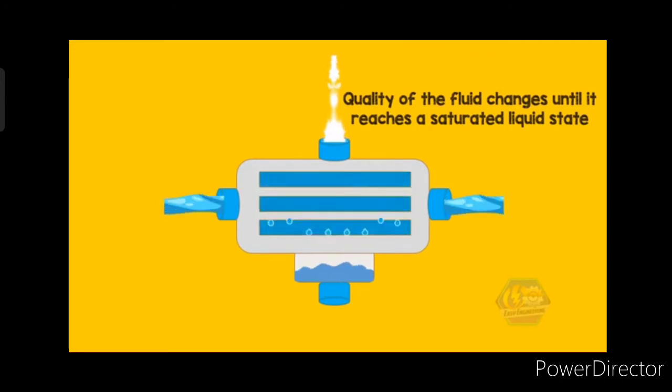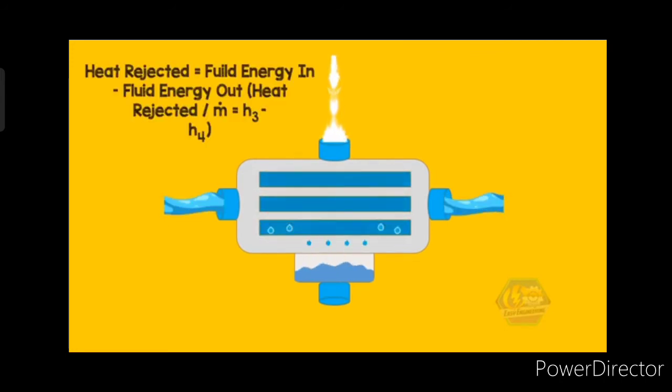The entropy decreases, and the quality of the fluid changes until it reaches a saturated liquid state, so from steam to liquid. The equation is heat rejected equals fluid energy in minus fluid energy out, or enthalpy 3 minus enthalpy 4. Note again that this equation is formed by using a mass and energy rate balance for a control volume at steady state, neglecting pressure drop.